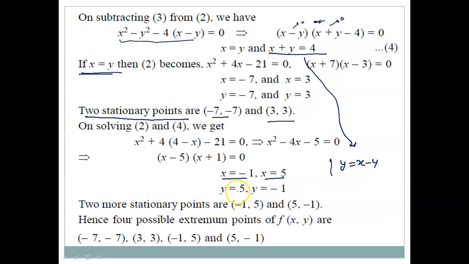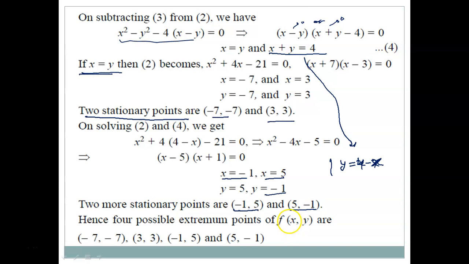So when x is minus 1, y is 5, and when x is 5, y is minus 1. So we have two further points, minus 1, 5, and 5, minus 1. These are two more stationary points. Hence, there are 4 possible extremum points, at which the function f of x, y has maxima or minima.